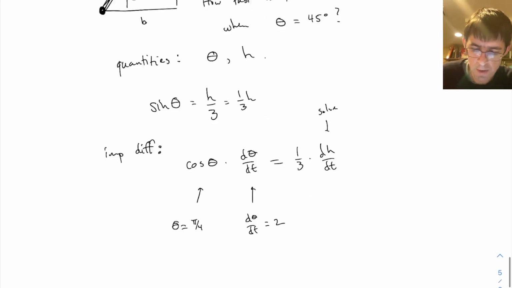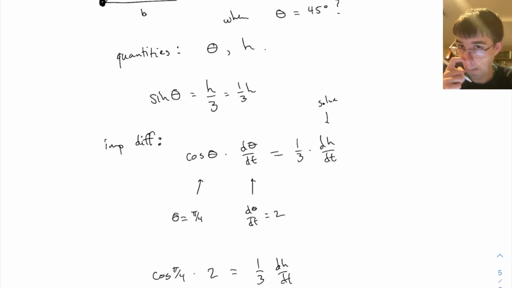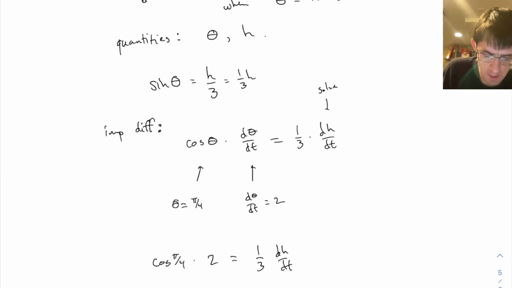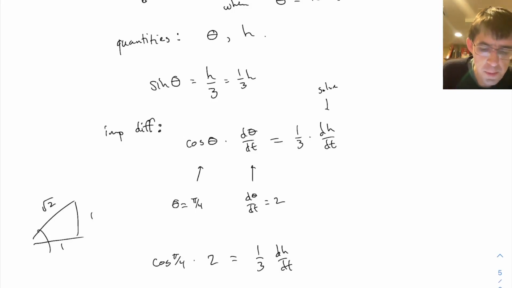All right, so when I do all of this plugging in, it says cosine pi over 4 times 2 equals 1/3 dh dt, and dh dt is what I will eventually solve for. What is cosine of pi over 4? That's 45 degrees. I hope you remember your 45, 45, 90 triangle looks like this. And the cosine of that would be the adjacent over the hypotenuse. That's 1 over root 2. So this is 1 over root 2 times 2 equals 1/3 dh dt.